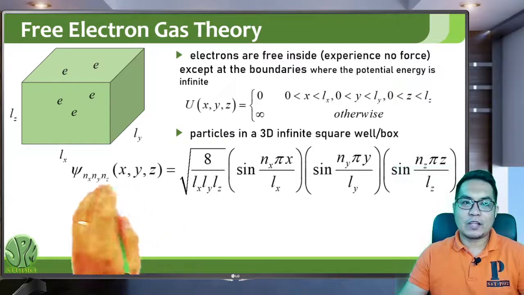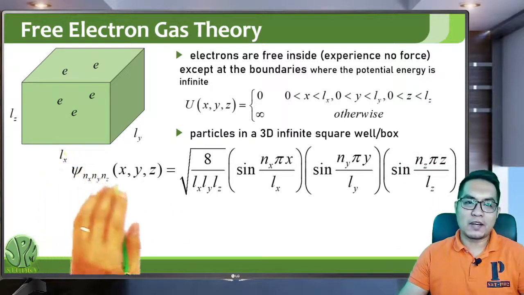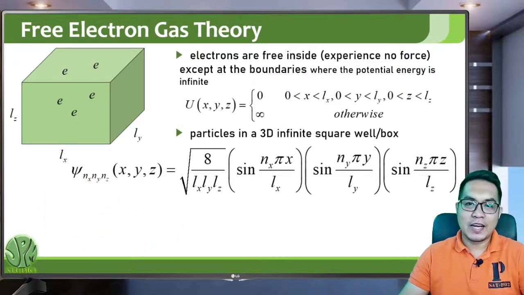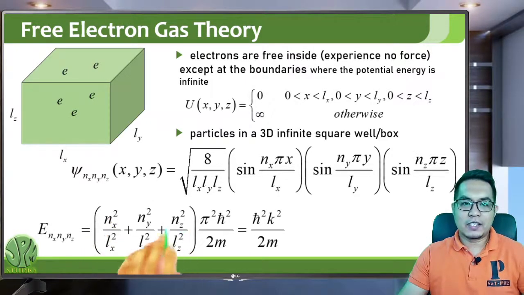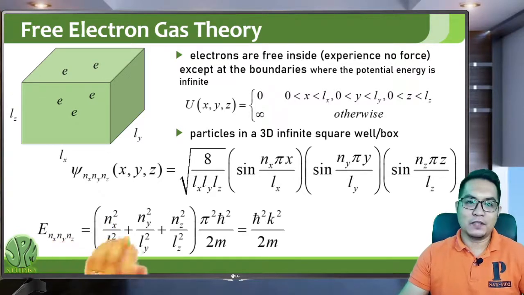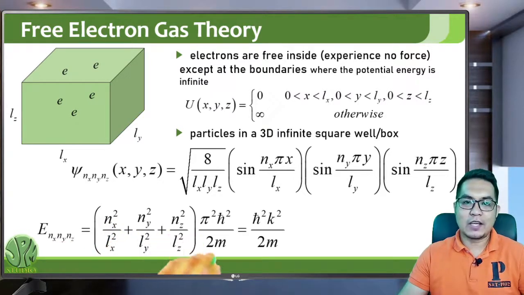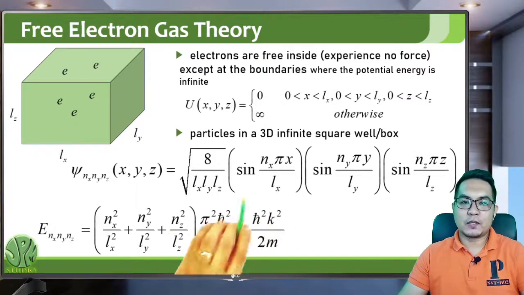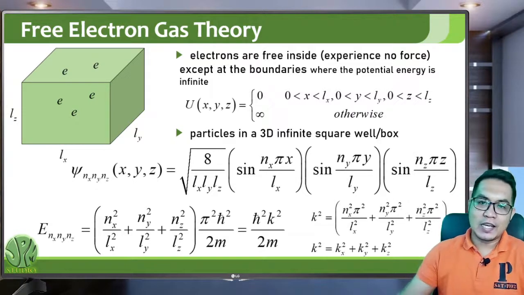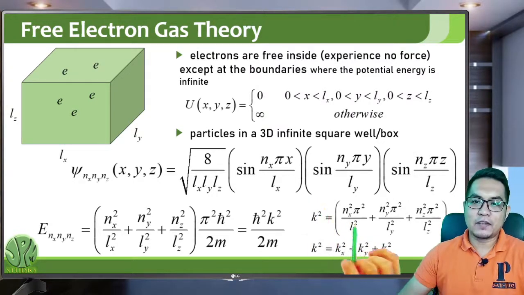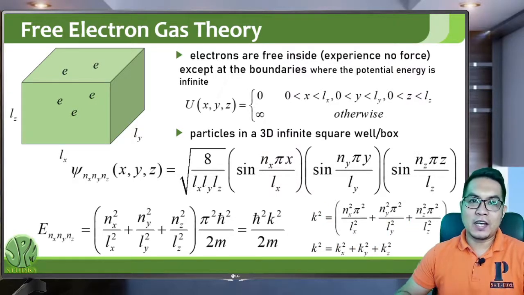The widths of the well, or the widths of the box, are now Lx, Ly, and Lz. The energy level is given by this one: n squared pi squared h bar squared over 2mL squared, with x, y, and z components. Of course, this is just equal to the kinetic energy of the gas, h bar squared k squared over 2m, where k squared has three components: an x component, a y component, and a z component.